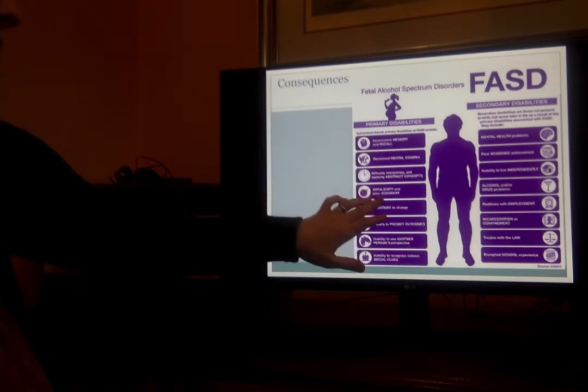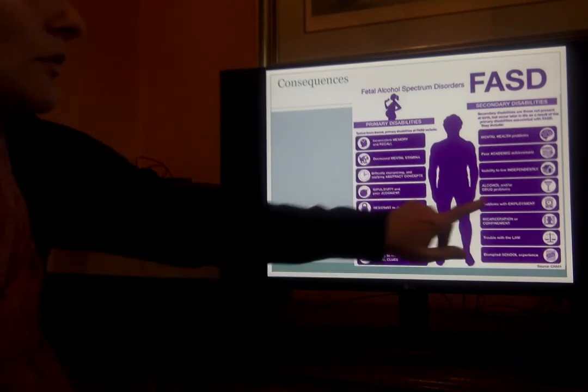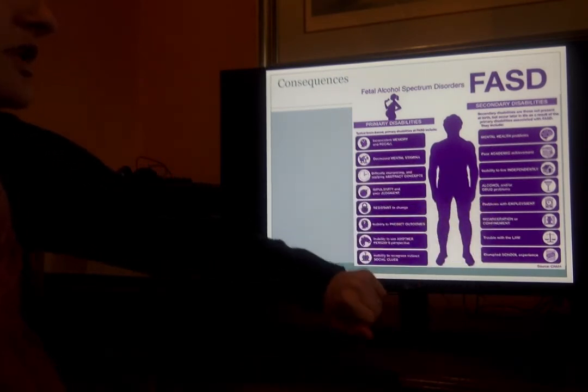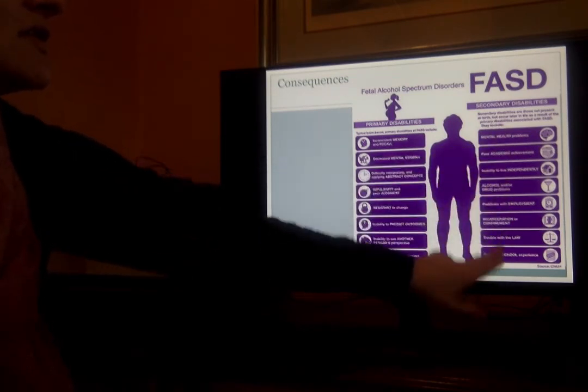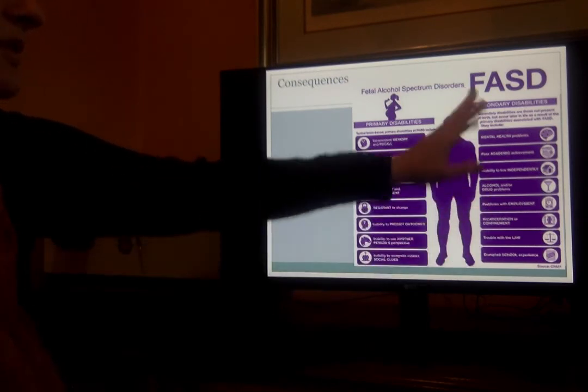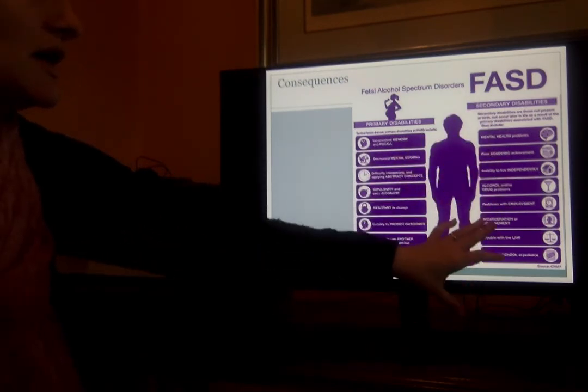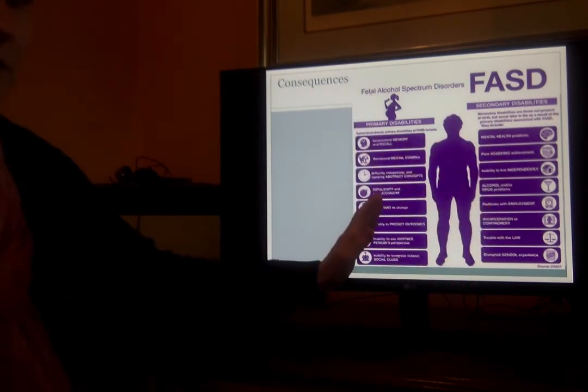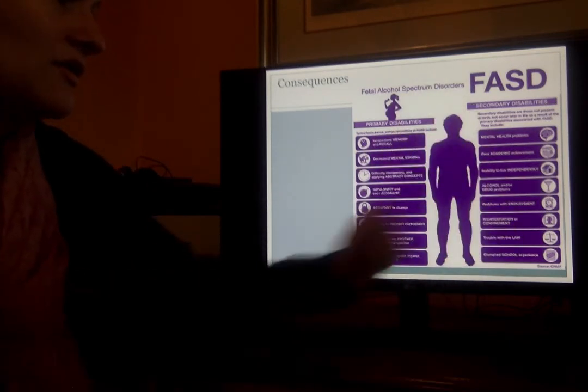And not surprisingly, people who have especially impulsive behavior and poor judgment, that might lead to problems with employment, incarceration, or confinement. So again, these are considered secondary disabilities. Whether or not you want to call them disabilities is up to you. Some people debate that term. But just recognize that you have one set of problems, and then often that leads to another set of problems.